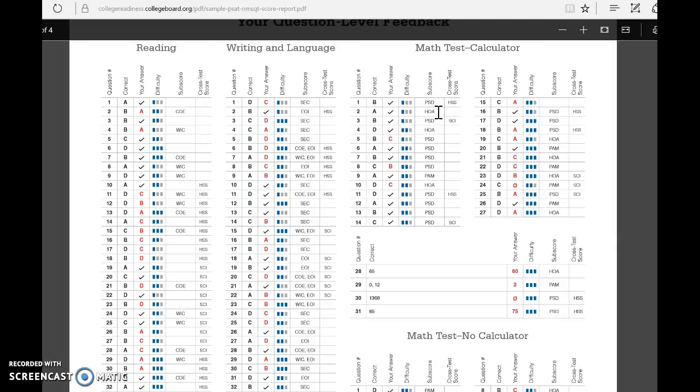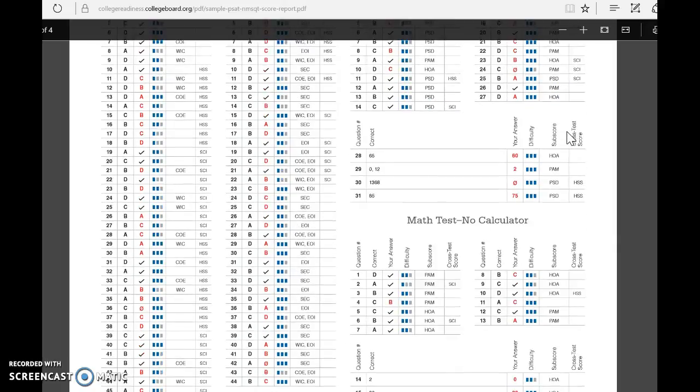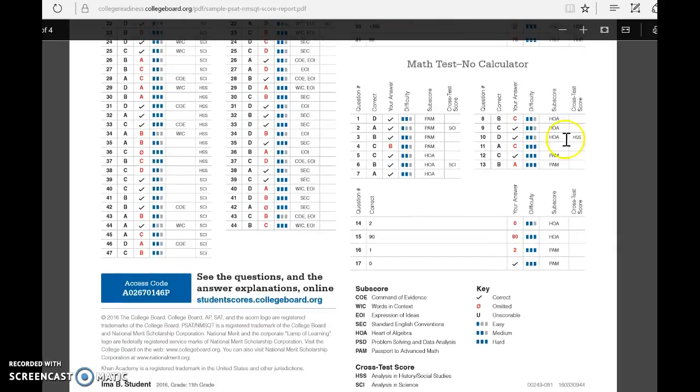So I know that I did well on that. I would go through and highlight whatever you missed, and that's just going to go along so you can really get a grasp on what specific types of problems that you're missing. Is it going to be command of evidence, words in context, expression of ideas, and then in math, these others. And if you don't know what this means, that's why they have the resources online to help you out.